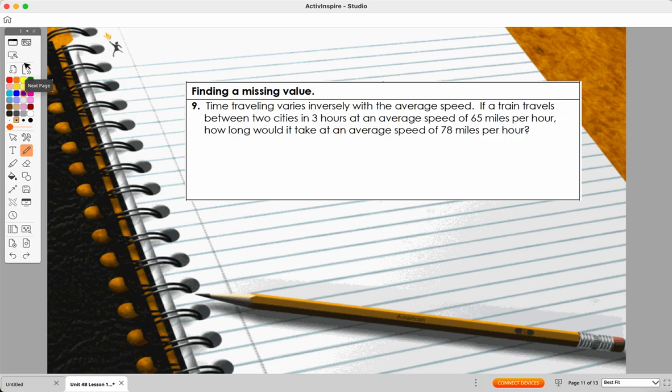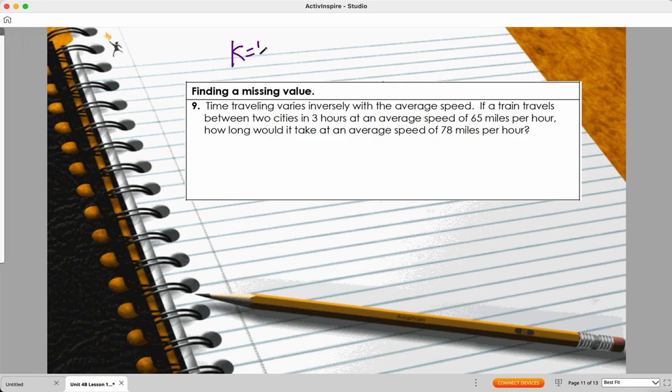Moving on to the other style, that missing value style. So if we're looking at this next one, we're really looking at time traveling varies inversely with the average speed. So our idea goes behind this. Okay, well, the distance isn't going to change, and that's really what we have for k. So when we set up our equation, we know that k is equal to k just like before. But now we learned in the last one, k was x times y is equal to x times y.